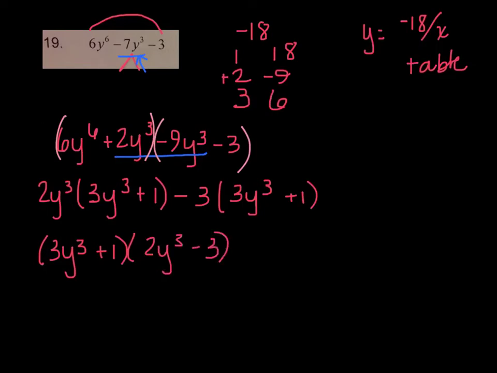Now you have to always ask yourself, if you have a cube, if this is the sum of cubes or the difference of cubes. And if I look, none of these are perfect cubes. 3 is not a perfect cube in either binomial, so that is fully factored.